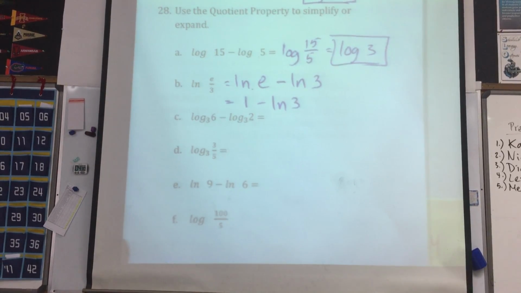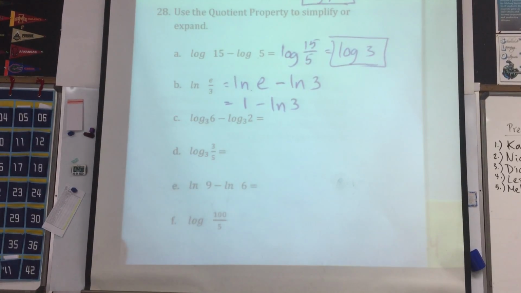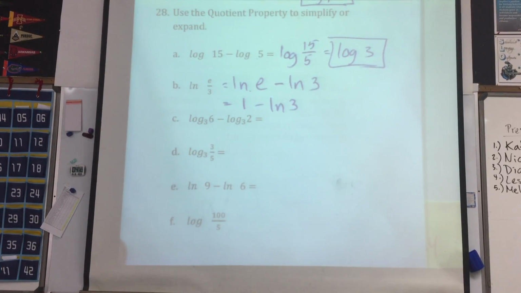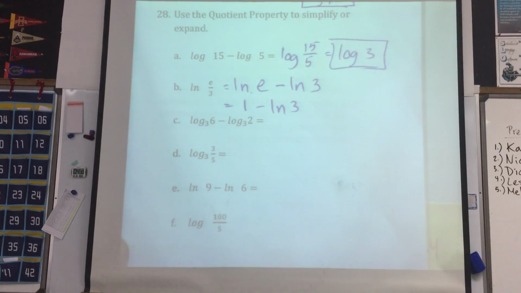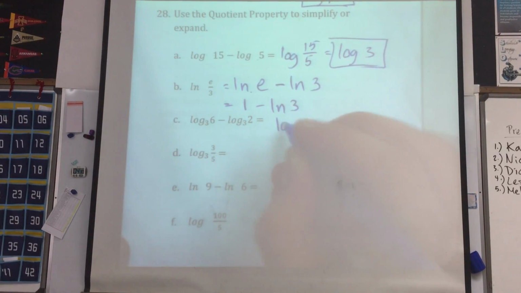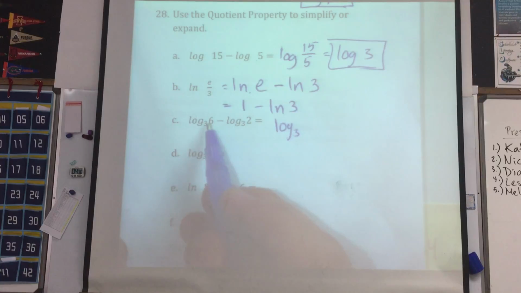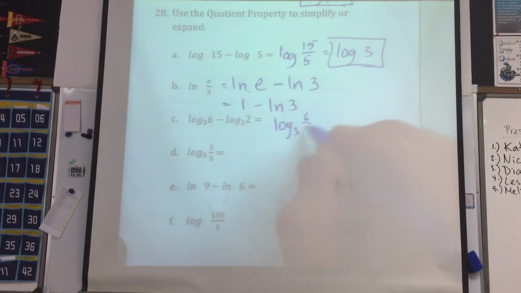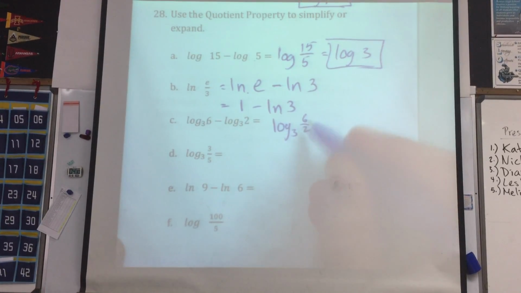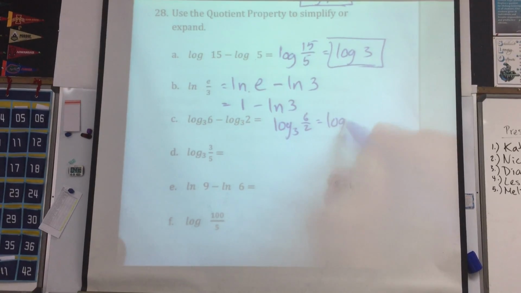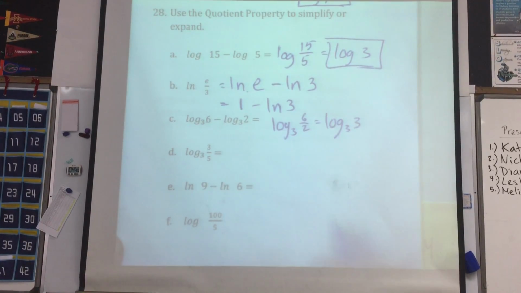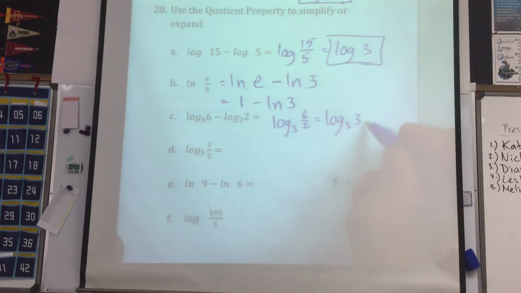C, they have the same base. Remember, the requirement for all these is that they have to have the same base. Log base 3 of 6 minus log base 3 of 2. Keep the base and divide. 6 divided by 2. Write it like that first. But 2 does go into 6, so that's just 3. Log base 3 of 3. And log base 3 of 3 is just 1.